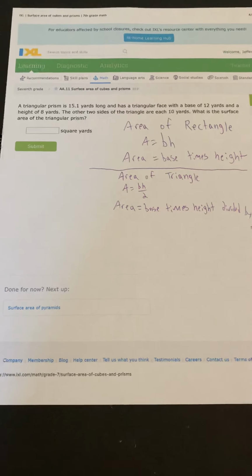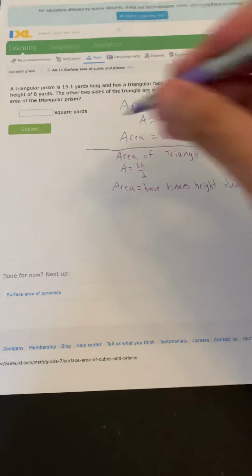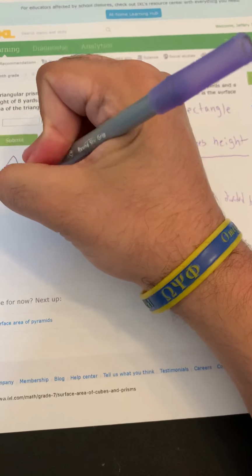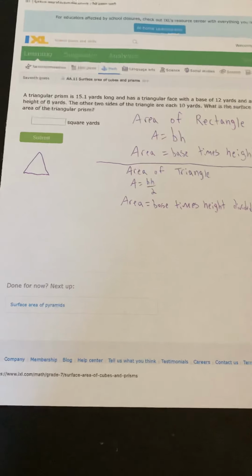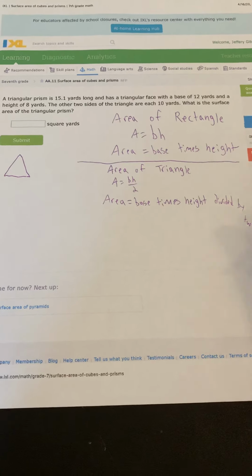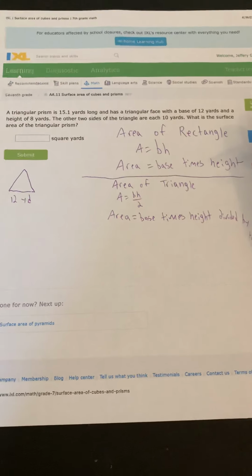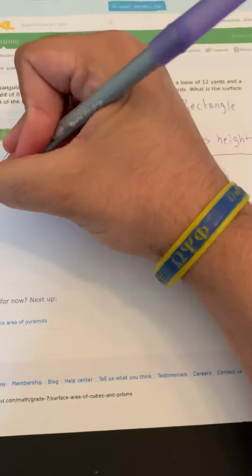All right, so first let's start with the triangle. The triangular prism has two triangles that are identical. It's saying it has a base of 12 yards, so 12 yards, and a height of 8 yards. So the height is 8 yards.